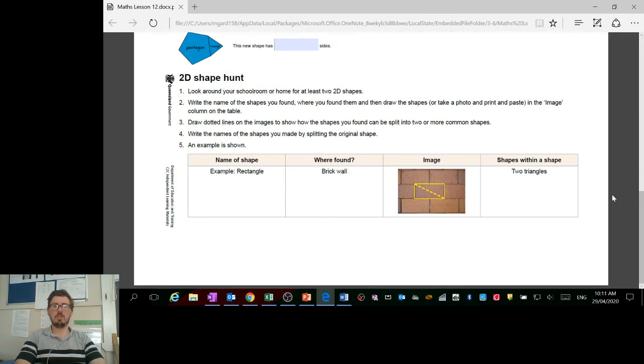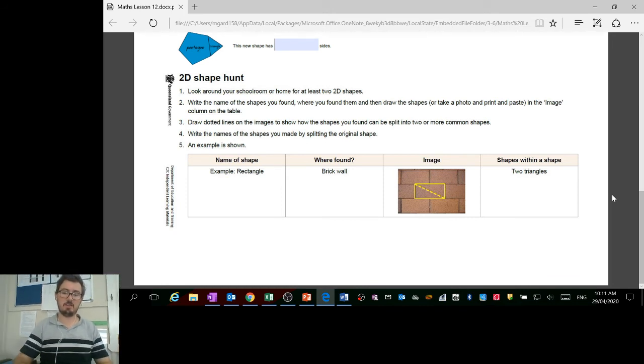Okay, so what you need to do in your math books is draw up a table with 4 columns. Make sure you use a ruler, unlike me. So I'd fold my book in half and fold it in half again and then rule along those lines.